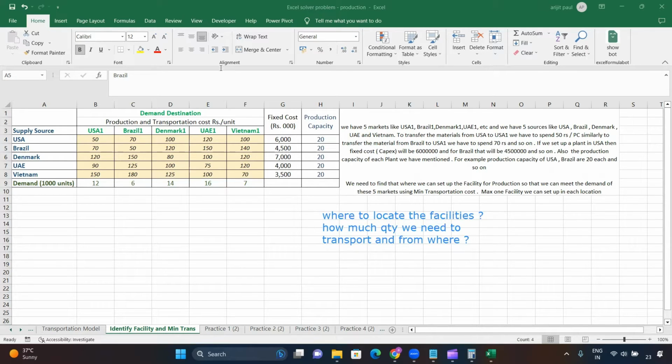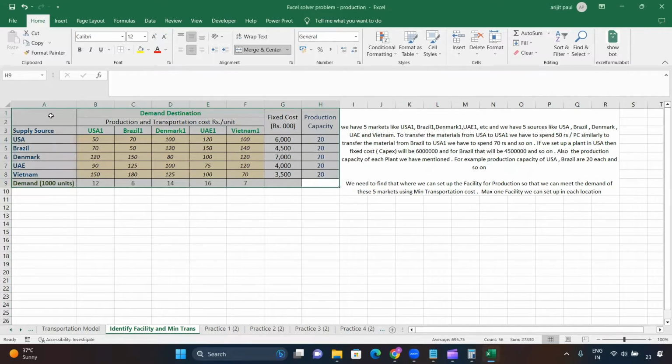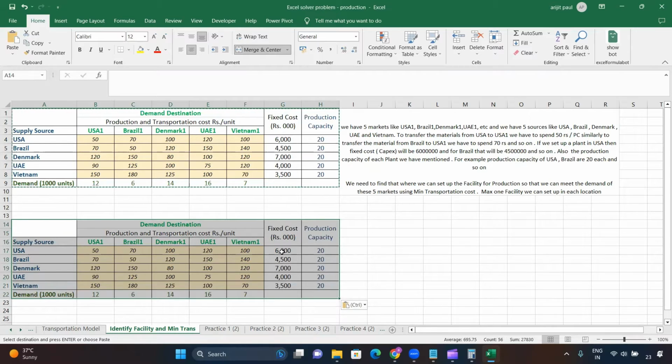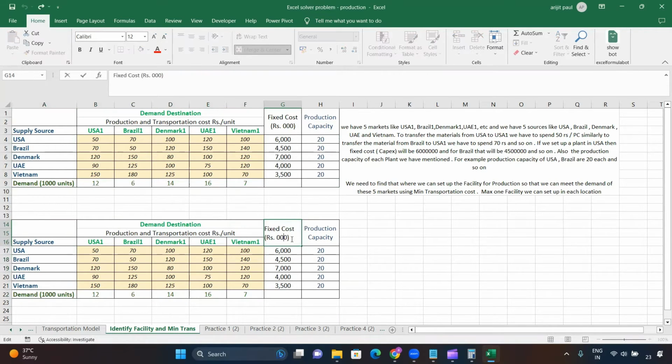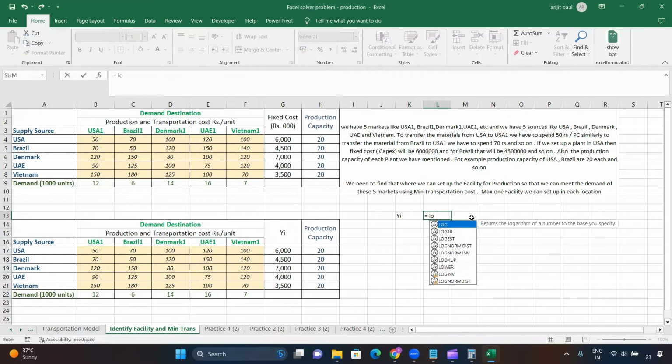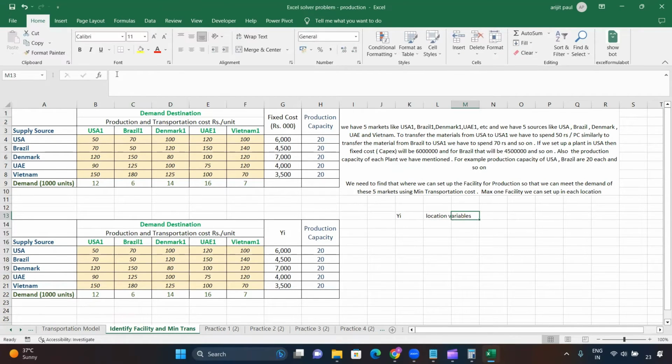Right? Okay, now let me delete this one. So I am just copying the entire table to here. Okay. And I am changing this one as yi. Now, what is yi? Yi is basically the location variables.